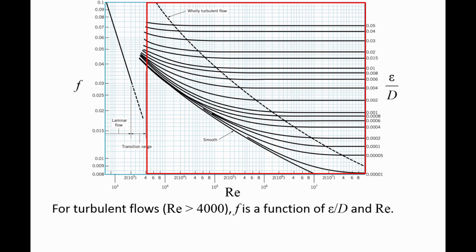Most of the Moody chart is dedicated to the turbulent flow regime, in which the Reynolds number is greater than 4000. Recall from the Colebrook equation that the friction factor for turbulent flows is a function of both Reynolds number and relative roughness. The only way to plot a function of two variables on a two-dimensional graph is to hold one variable constant while varying the other. In the case of the Moody chart, the Reynolds number is varied while holding the relative roughness constant.